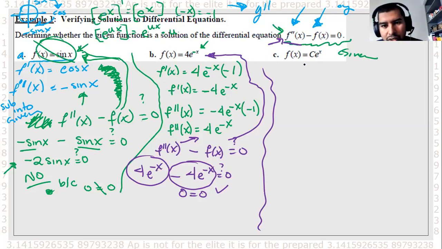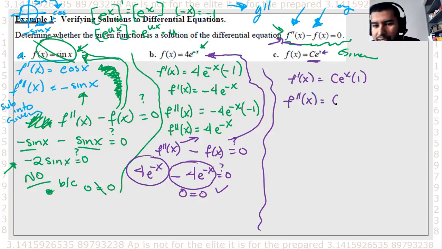Okay. Let's go ahead and do this one right here. It says f of x equals a constant. It doesn't matter what the constant is, it's just a number, times e to the x. If we find the derivative of that, it's going to be copy paste, c e to the x, and the derivative of the exponent, which is 1, so times 1. Well, that's nice. So f double prime of x is going to give us the same exact thing times the derivative. Pretty good. So we're going to substitute everything back together.